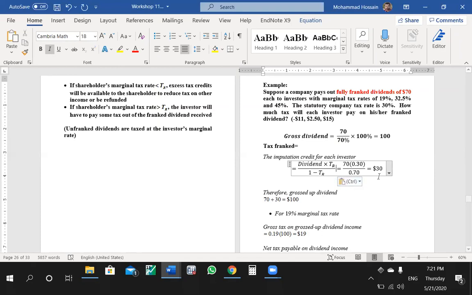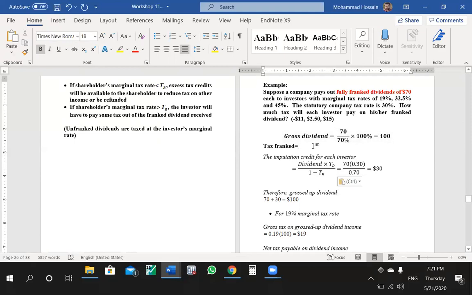Yes. That's what you can say. This is $30. That's how they got it: dividend multiplied by tax rate, divided by 1 minus tax rate. I also did exactly the same thing. Dividend divided by 1 minus tax rate, multiplied by the tax rate, because I did not calculate the tax franc.